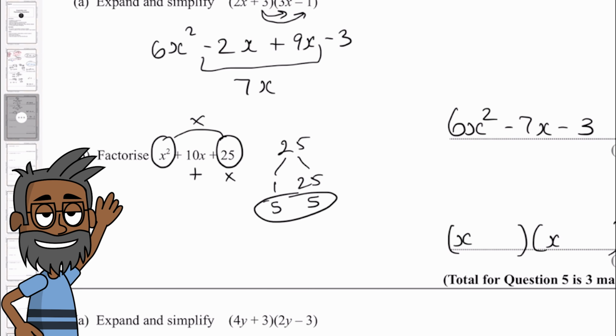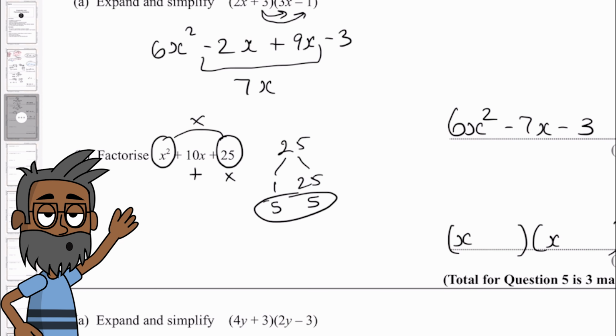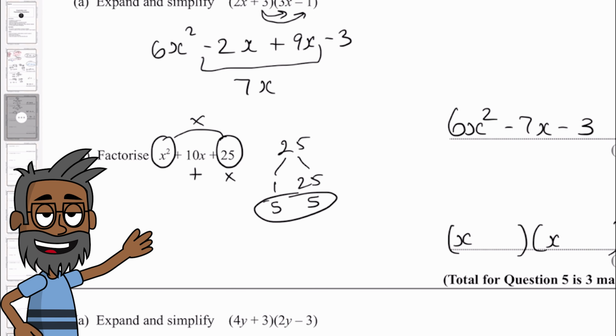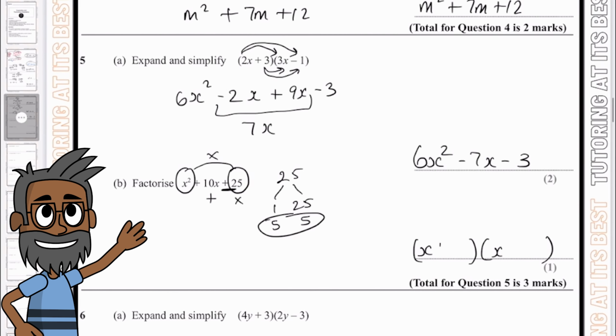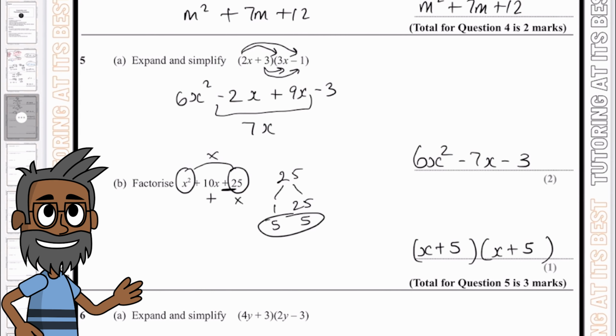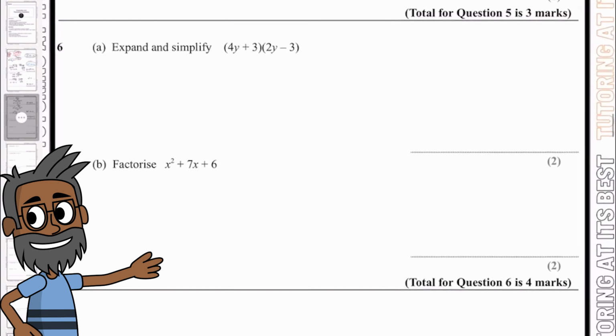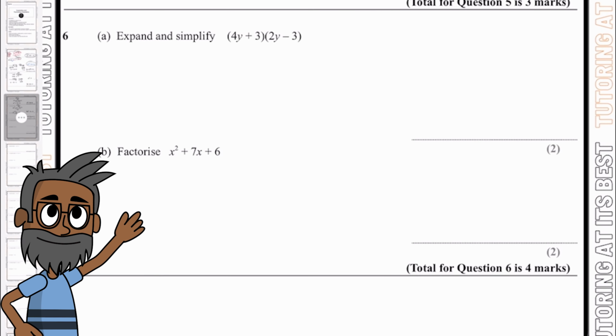Again, we know 5 plus 5 is 10 and 5 times 5 is 25. We also know it's a positive 25. So all we need to simply do is write a plus 5 in both of our brackets and we are good to go. Okay, let's move over to question 6a.